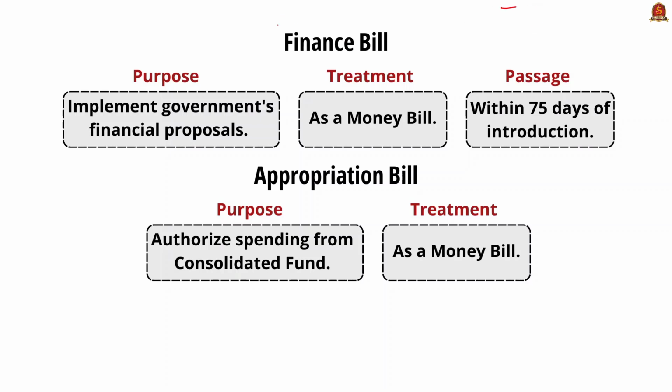It is introduced in the Lok Sabha every year immediately after the presentation of budget to give effect to the finance proposal of Government of India for the following financial year. The finance bills are treated as the money bills as they deal with amendments to various tax laws. Finance bill has to be passed within 75 days of its introduction. And next is the appropriation bill. It is also introduced in the Lok Sabha immediately after the adoption of relevant demand of grants. The appropriation bills are considered as money bills as they seek to authorize appropriation from the Consolidated Fund of India.